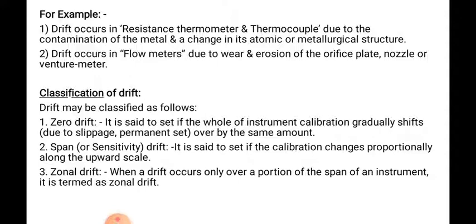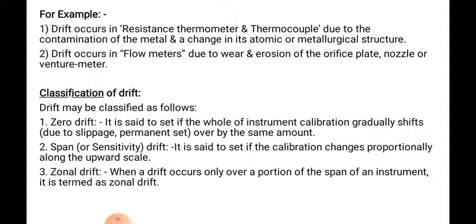Then drift occurs in a flow meter. A flow meter is present in the measurement system lab. Drift occurs in a flow meter due to wear and erosion of the orifice plate, nozzle or venturi meter. Drift occurs in a flow meter, and why? Because of wear and erosion of the orifice plate, nozzle or venturi meter. That is nothing but the reason for the occurrence of drift in the flow meter. Okay, so that is the classification of drift.